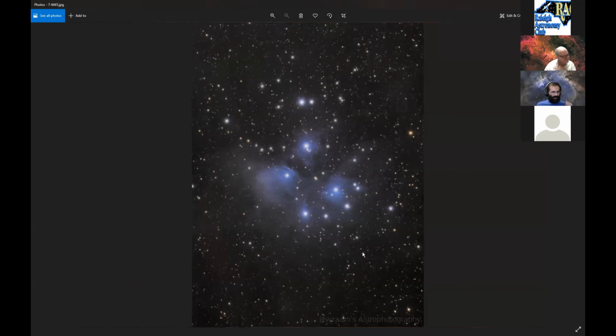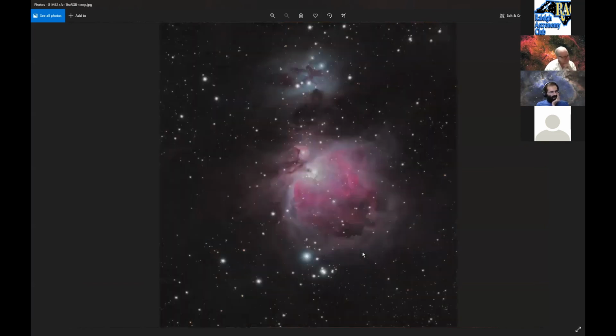Pleiades, just color RGB. You didn't use a filter for that? This was just red, green, and blue filters. Okay, right, on the monochrome camera. I don't remember how long I was able to get. And then Orion, again, just color. I want to get some hydrogen alpha, but I've got time. Oh yeah, you've got plenty of time for that.